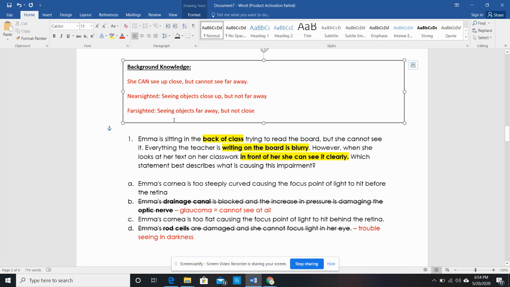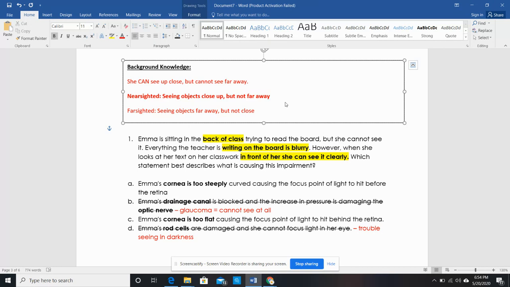But now the key here is what's actually happening to the cornea. Is the cornea too steep, or is Emma's cornea too flat? Now, I know that based on the keywords in the question, Emma is suffering from which type? Nearsightedness or farsightedness? What do you think? If you said she's suffering from nearsightedness, then you are exactly correct. So I'm going to bold that. Emma is definitely nearsighted. So now I need to dig back into my brain.